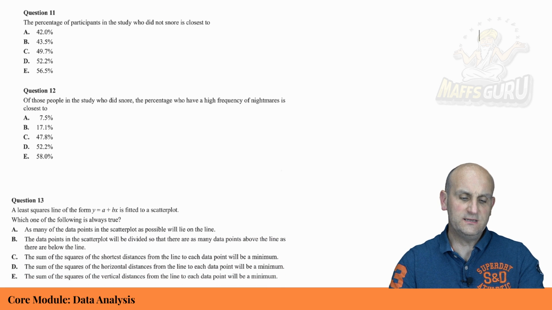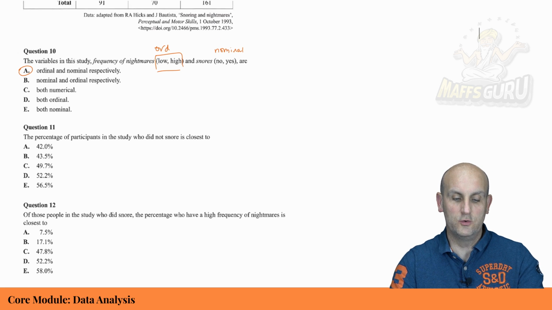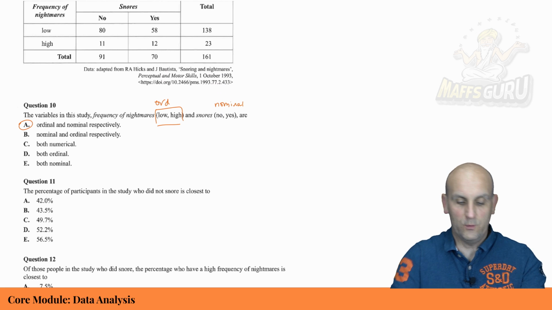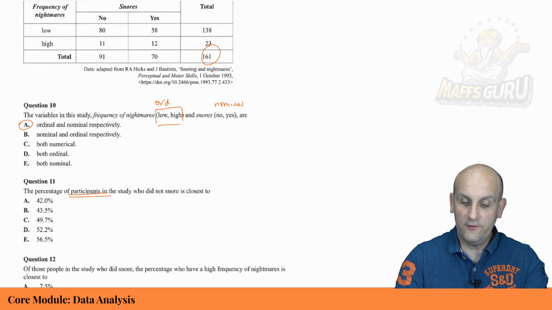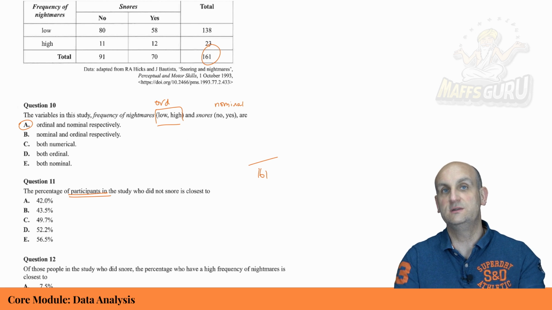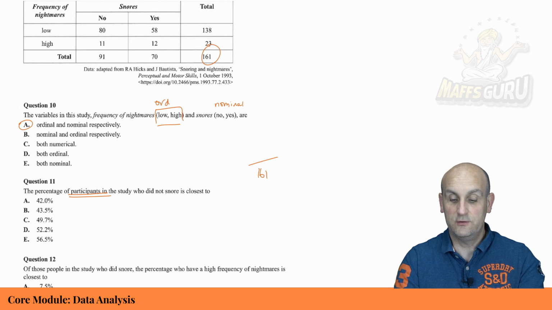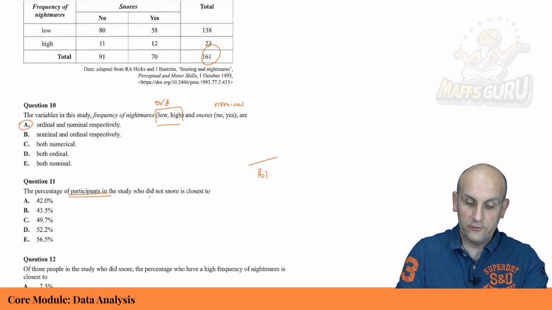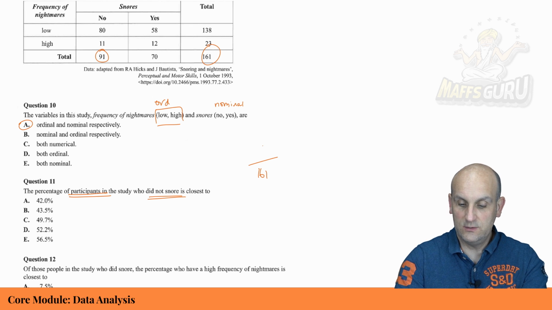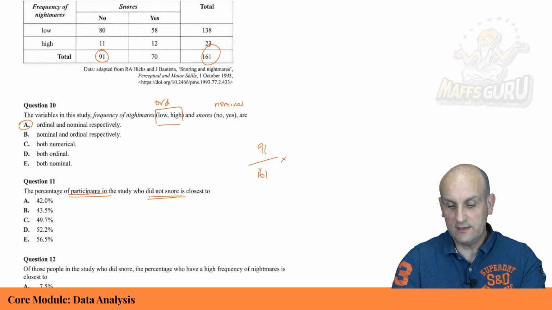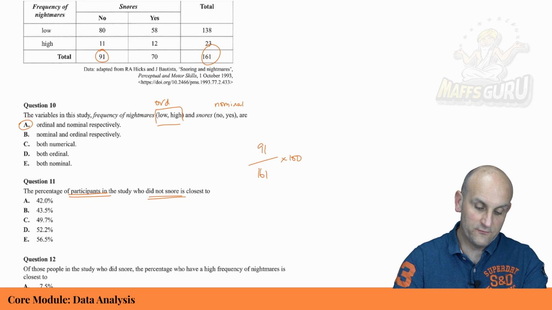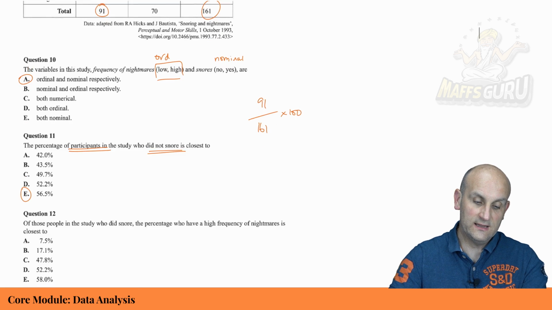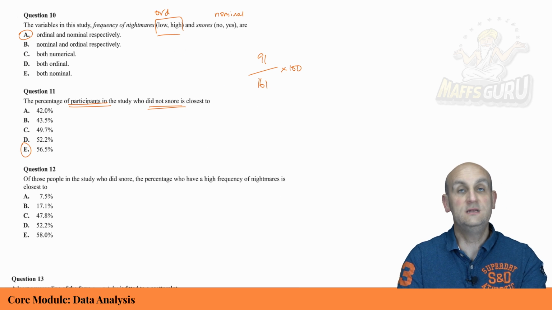The percentage of participants in the study who did not snore. Now again, this is using the table. It wants percentage of participants. That's telling you that it wants a fraction out of 161, because we're dealing with all of the participants, and that's the total there. But it's also saying who did not snore. The total number of people who did not snore is actually 91. And then once again, put that into my calculator, multiply it by 100, and out comes 56.5%.